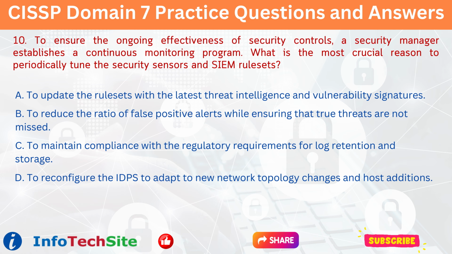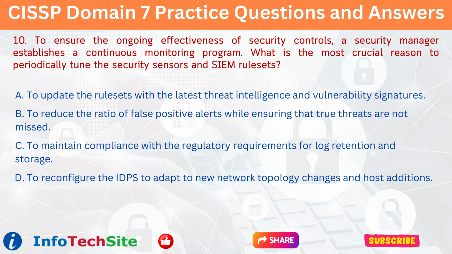10. To ensure the ongoing effectiveness of security controls, a security manager establishes a continuous monitoring program. What is the most crucial reason to periodically tune the security sensors and SIEM rule sets? A. To update the rule sets with the latest threat intelligence and vulnerability signatures. B. To reduce the ratio of false positive alerts while ensuring that true threats are not missed. C. To maintain compliance with the regulatory requirements for log retention and storage. D. To reconfigure the IDPS to adapt to new network topology changes and host additions.